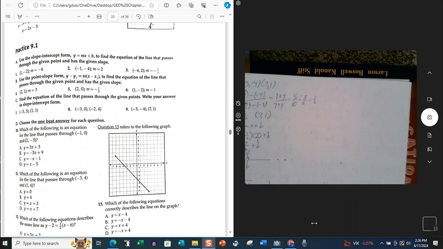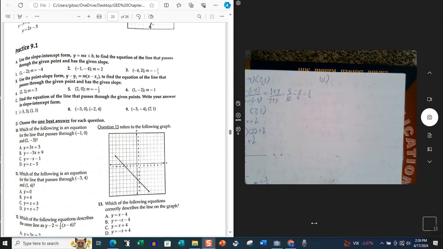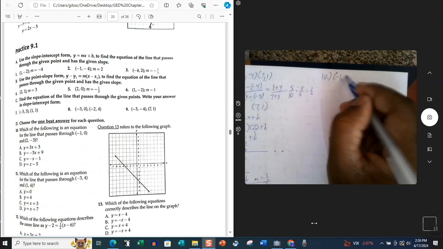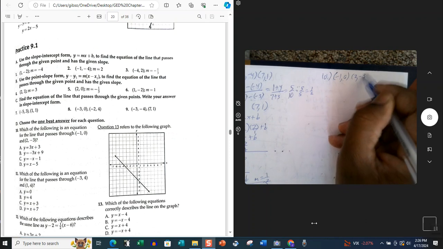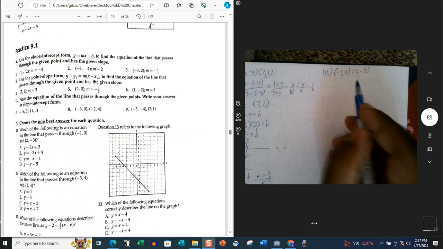Okay, now we go here to problem 10. It says choose the one best answer for each question. Which of the following is an equation for the line that passes through (-1, 0) and (2, -3)? Now, with this here, we could just substitute in the values and see if they work. If both of them work, then we know that that would be a correct answer. But what we could do is what we just did in problem number 9.